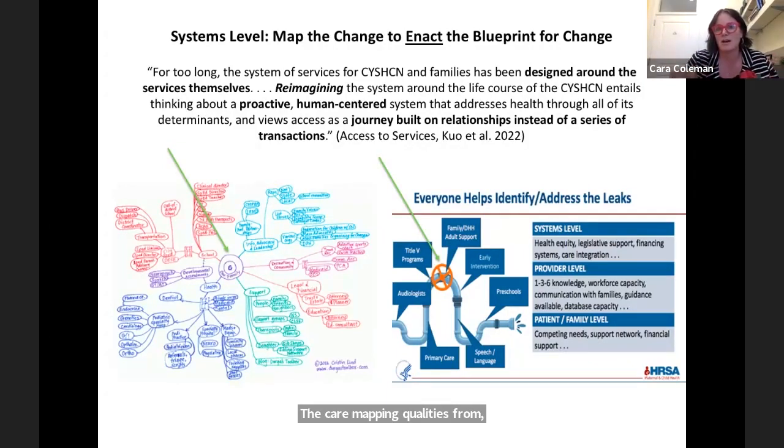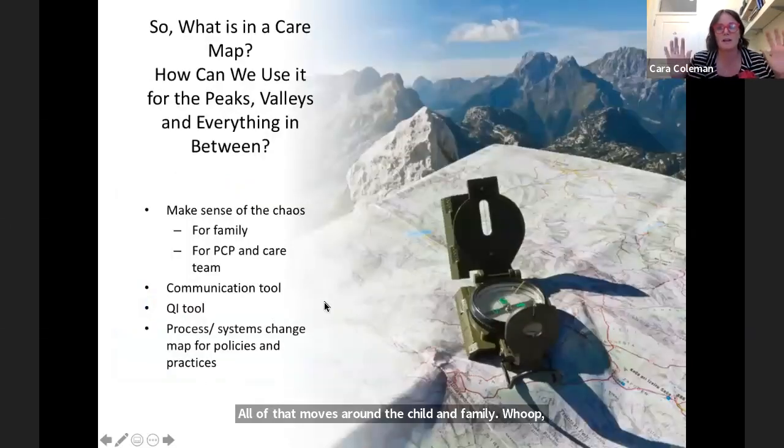And I have this green arrow here, again pointing out that the center of all of this is our Sherpas, our children and our families. Whether a system does or doesn't work, or does or doesn't serve someone, all of that moves around the child and family.